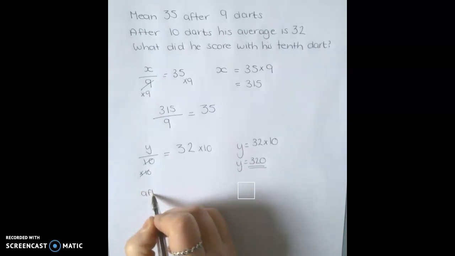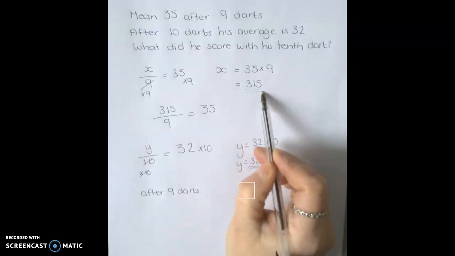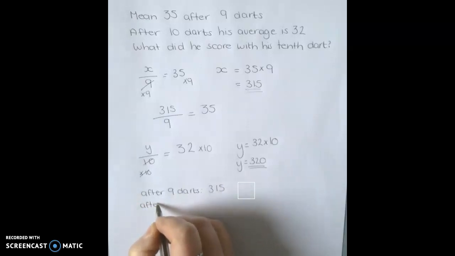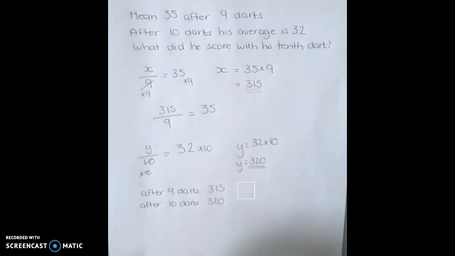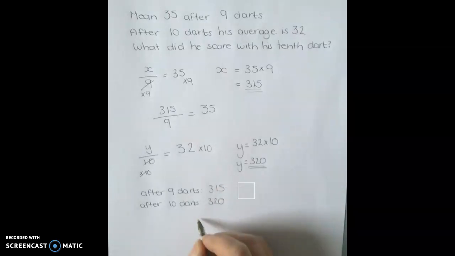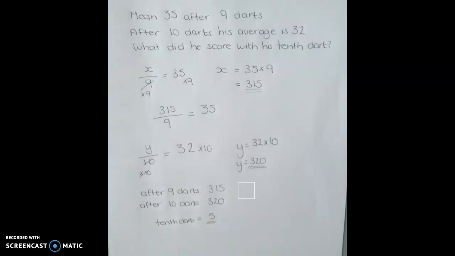So after 9 darts, he scored 315 because we worked that out earlier. And after 10 darts, he scored 320. So now we can work out what he scored when he threw his 10th dart. We just take one away from the other. So 320 take away 315 gives us 5. So he only scored 5 on his 10th dart.